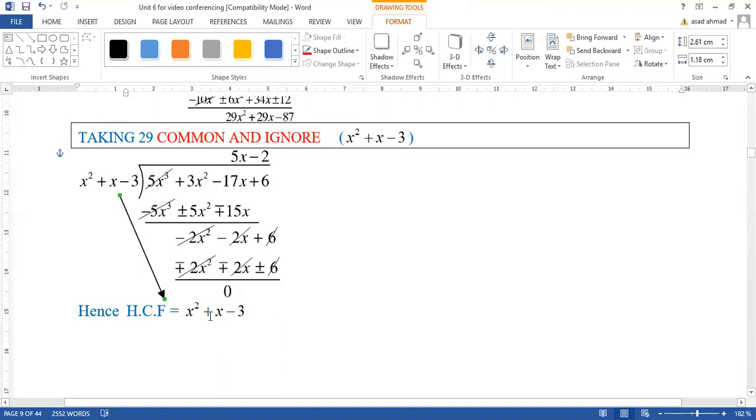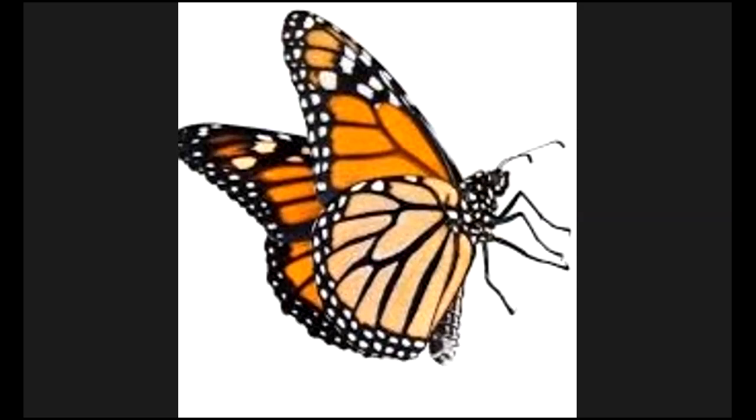This is how we find H.C.F. by the division process. So I hope that you will understand, because these questions are a little bit complex, so they need written practice. So by watching it, the next step should be that you write these questions with your own hands and practice them. Then you will be in a better position to understand and grasp the concept.